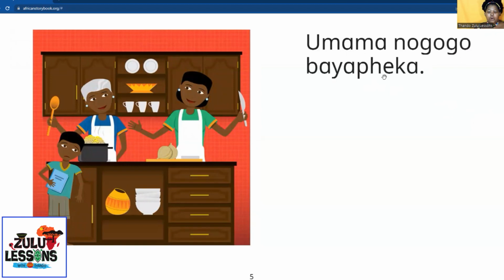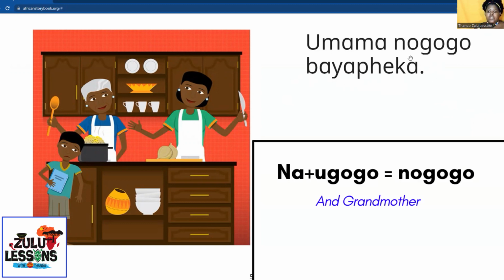Umama nogogo bayapheka. Umama, mother, nogogo, and grandma. This we know is and, because this is na, blended together with the u from ugogo. So we then have the a and the u giving us o. So nogogo. Umama nogogo. Mother and grandmother.